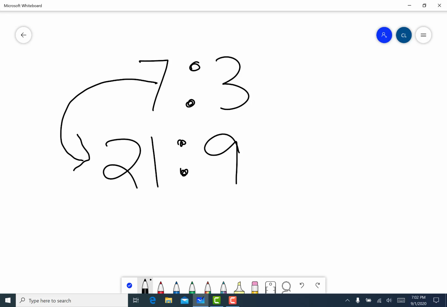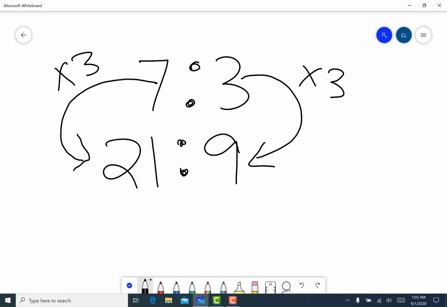So think about, what do you multiply 7 by to get 21? What do you multiply 3 by to get 9? Both of them should be multiplied by 3, so that shows they are both equivalent ratios because you multiply them by the same number. 7 times 3 is 21, 3 times 3 is 9. Okay, so go ahead and turn the page, look at exercise 3.